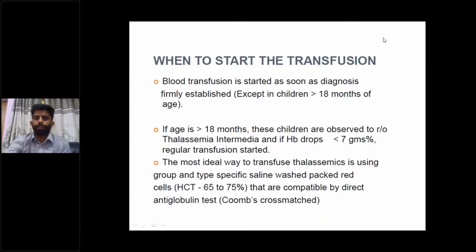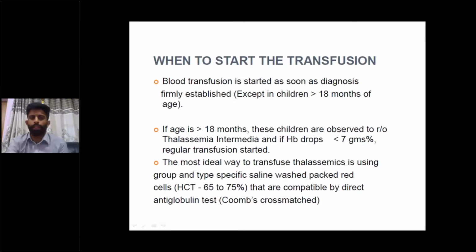So, when to start the transfusion? Blood transfusion is started as soon as diagnosis is firmly established, except in children greater than 18 months of age. So if the diagnosis of thalassemia is done below 18 months of age, you need to start the transfusion to correct the anemia and to prevent any further excess hemopoiesis, any excess production of RBCs in the bone marrow. This will ensure that the growth of children between the ages of 28 days to 18 months will be good, because there will be a growth spurt in the initial few months of life.